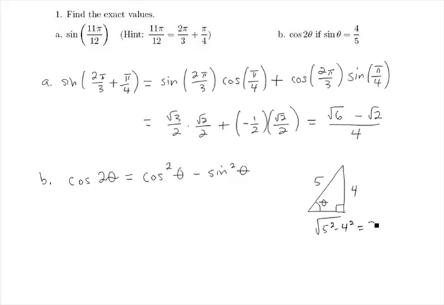And so the cosine of this angle is the adjacent side, 3, over the hypotenuse, 5. So cosine of 2 theta is 3/5 squared, minus the sine, which is 4/5 squared. If we reduce this, it is 9 over 25 minus 16 over 25, so negative 7/25.